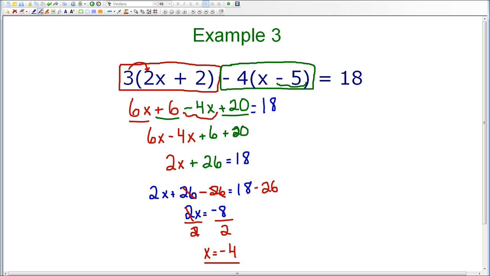And that concludes the example for equations with the distributive property.